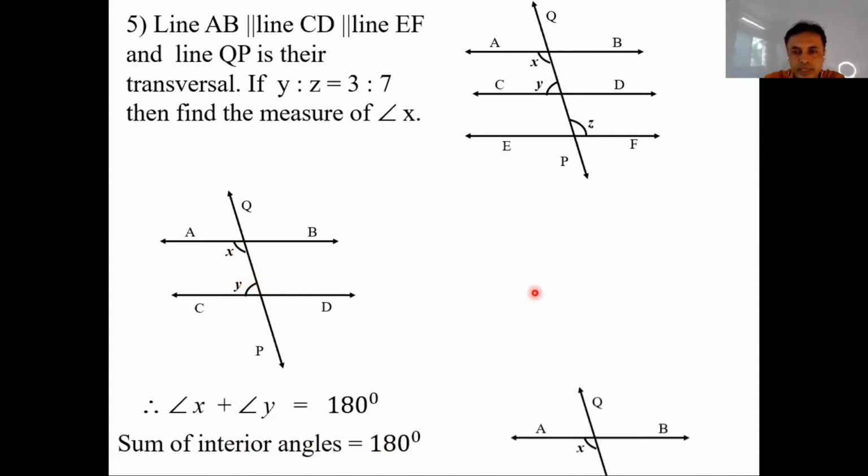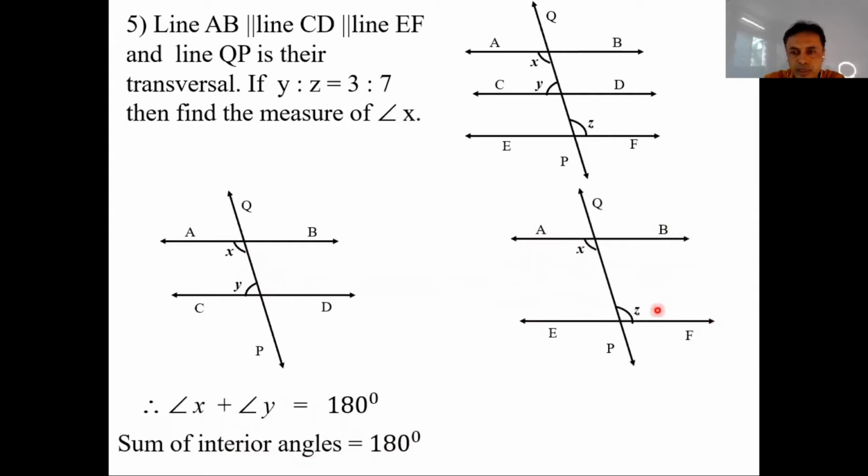In the second diagram, I'm going to explain AB parallel to EF, and QP acts as their transversal. We are discussing angle X and angle Z. As line AB is parallel to line EF, angle X and angle Z will act as alternate angles. And we know that when lines are parallel, alternate angles are congruent. Means angle X is equal to angle Z, and the reason is alternate angles.